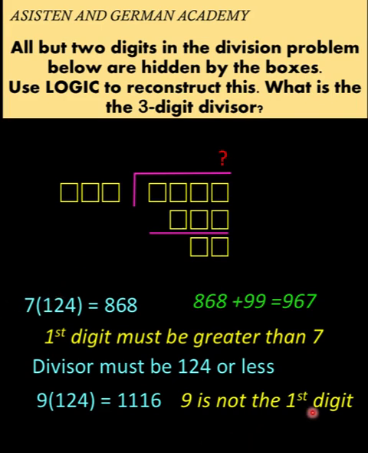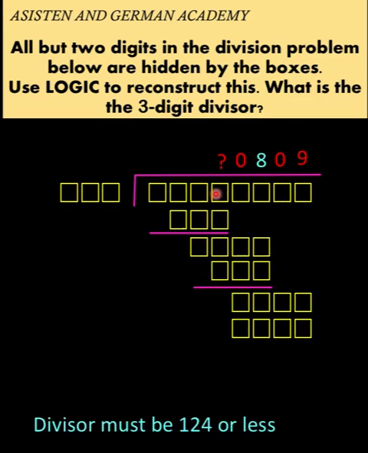It could not be 9. We are left with only one choice, and that number is 8. The first digit must be 8. And so going back to our original problem, we now know that this question mark is equal to 8, and so the quotient is 80,809.